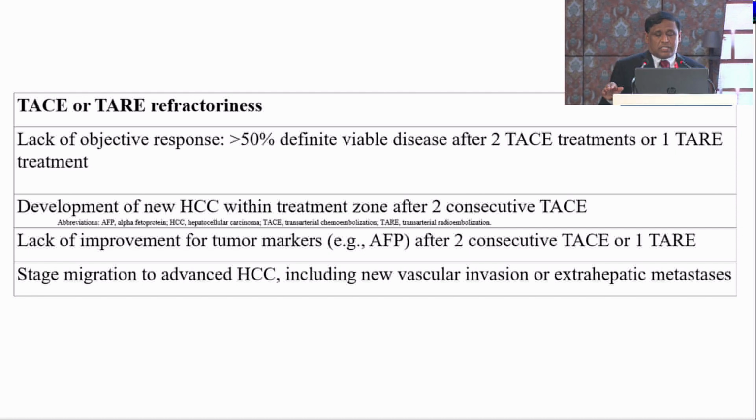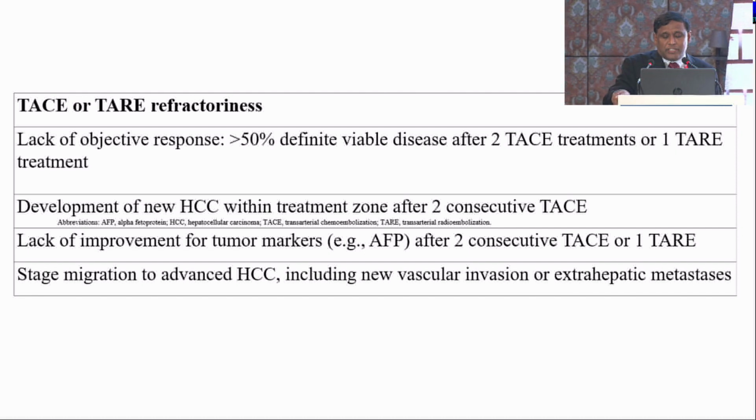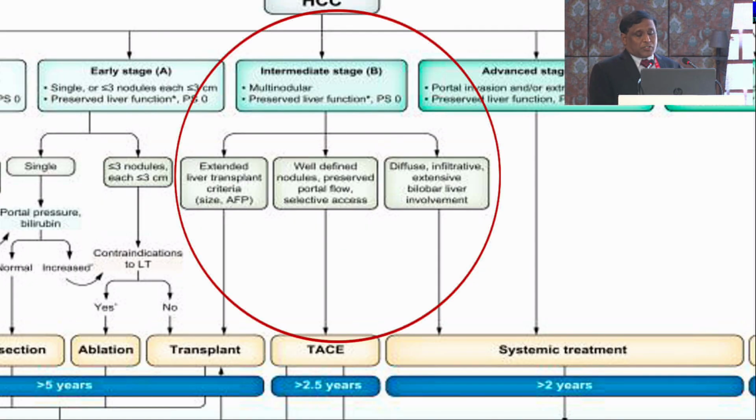Refractory, as I mentioned, means that after 2 TACEs or 1 TARE, if the tumor is progressing or not responding or AFP is not coming down, that's really refractory. Move on to the next one, especially systemic therapy. So that's what the BCLC says. And if you see here, there's nothing there except TACE.